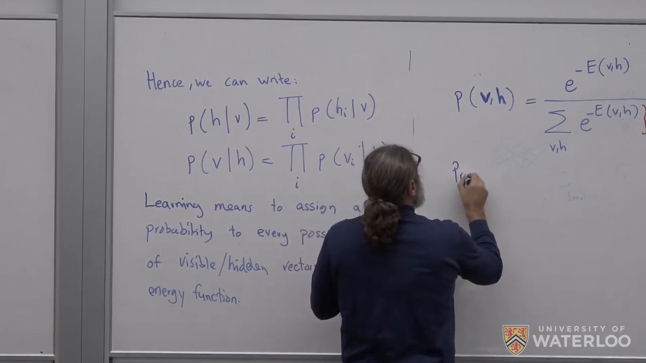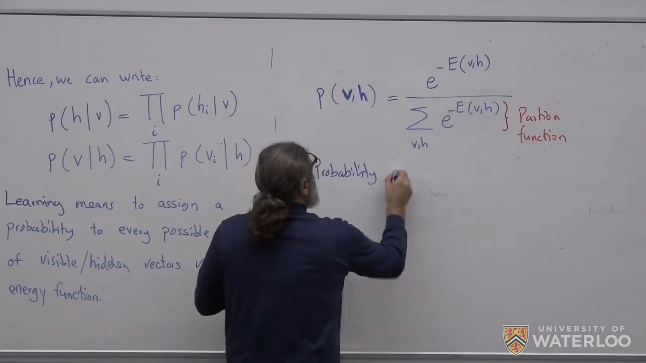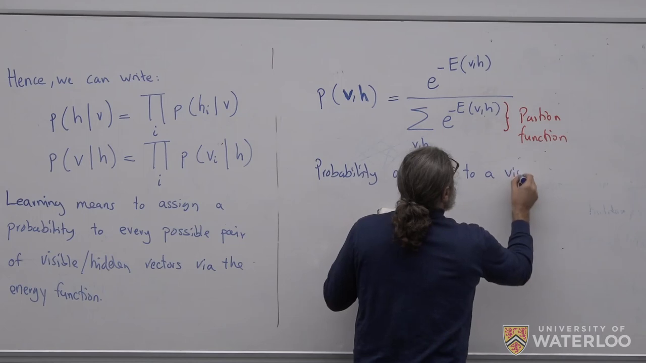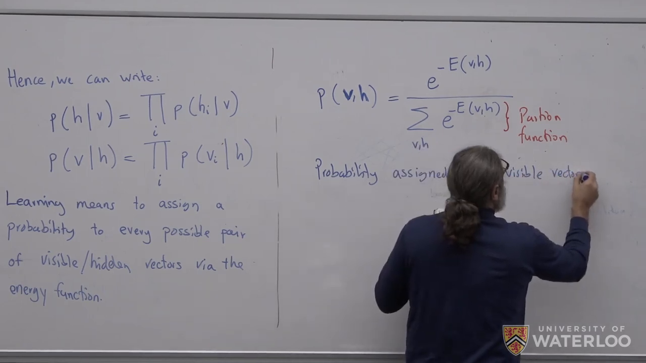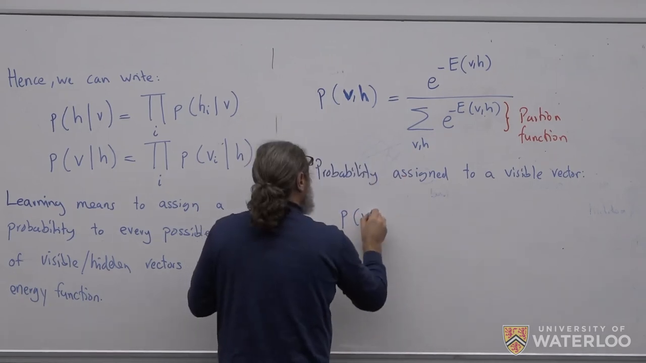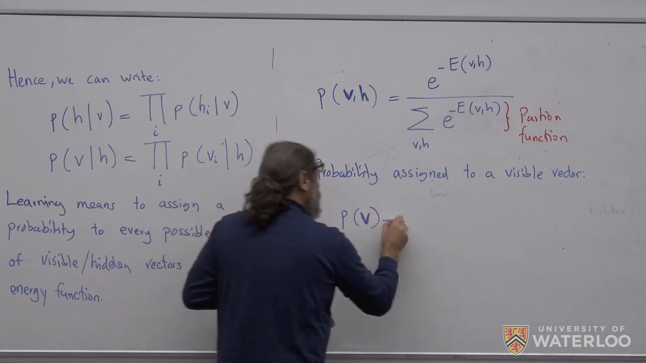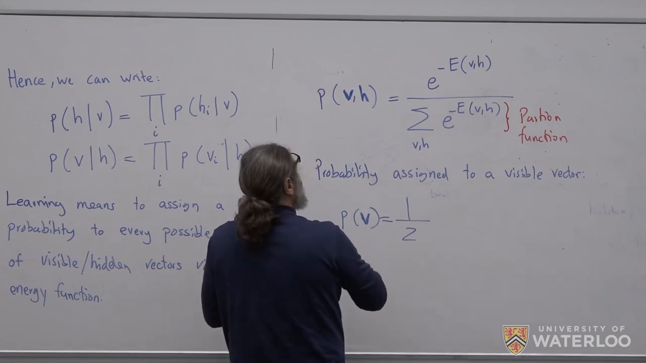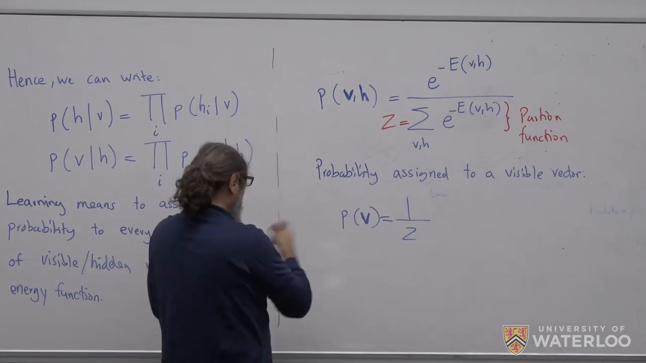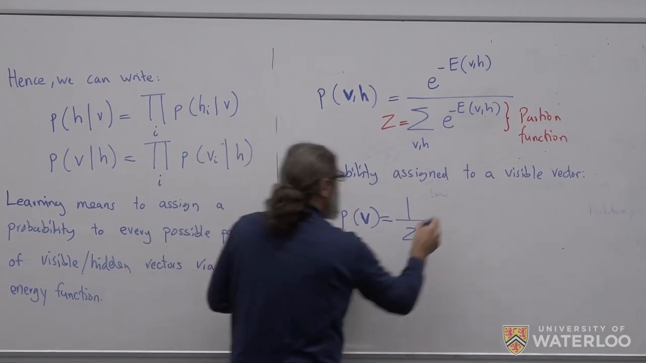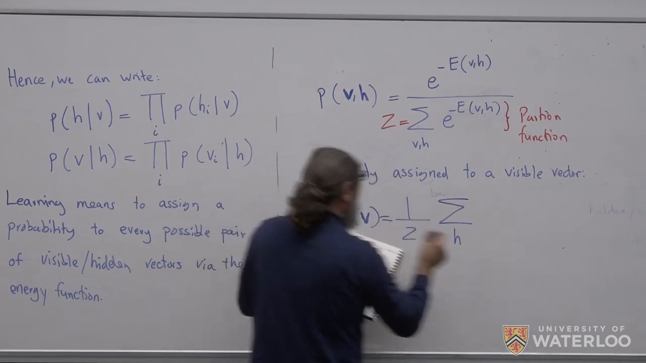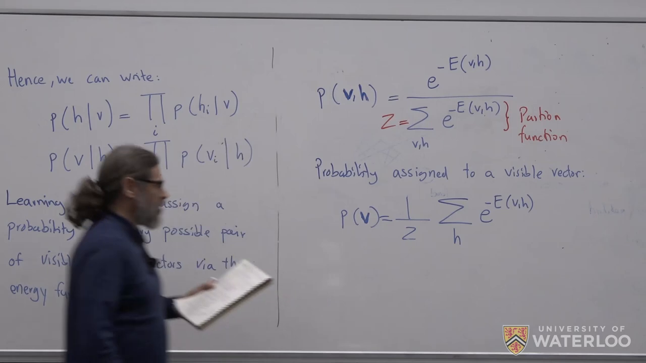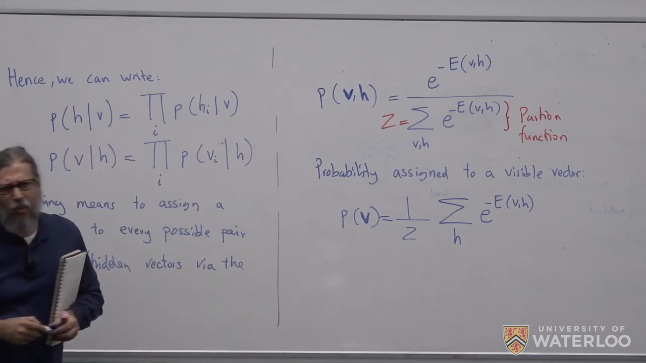So the probability assigned to a visible vector, the probability of V, and again, of course, this is a vector, is 1 over Z, and this is Z, 1 over Z, the sum over all hidden neurons, e raised to minus the energy that goes from visible neurons to hidden neurons. It's just a normalization, it's nothing.